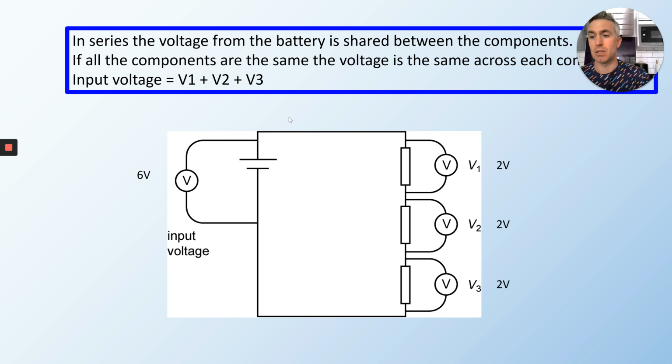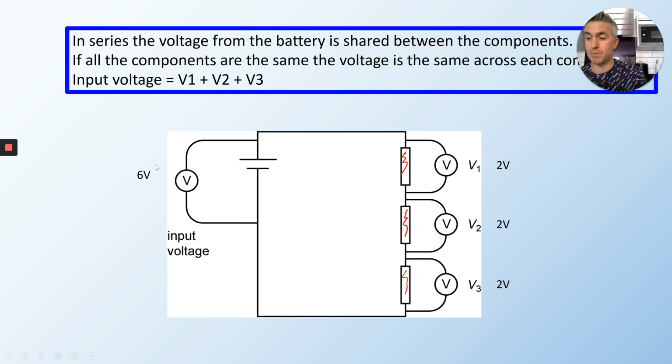In series, the voltage from the battery is shared between the components. If all the components are the same, it's the same voltage. And here we have an example. We have 3 resistors. So here is resistor number 1, resistor number 2, and resistor number 3. Because they're all the same, the voltage across them will be the same.